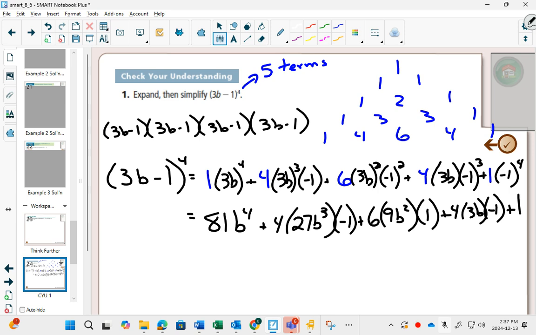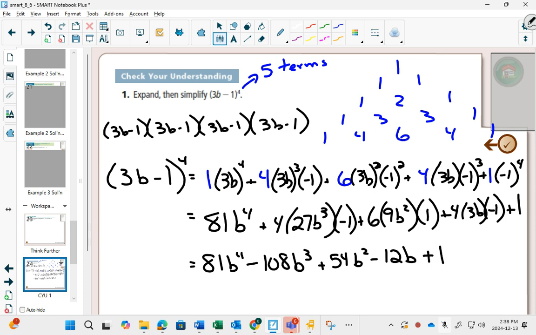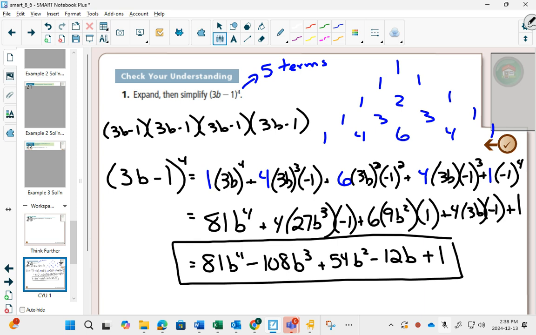So I did all of those exponents first. And now, if I have any multiplication, I can finish up. So 81 b to the 4, negative 4 times 27, negative 108 b cubed, plus 54 b squared, minus 12b plus 1. There is our final simplified expansion.